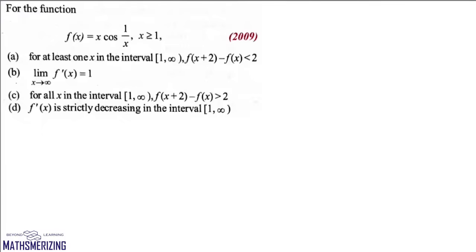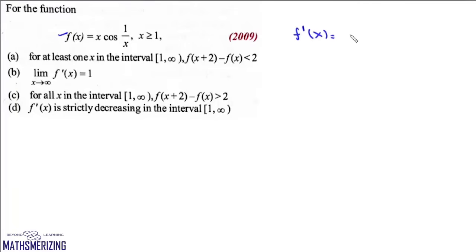Now here the question is, for a function f x equals x cos 1 by x when x is greater than or equal to 1, which of the following options are correct? Now first we'll find this limit, which is limit x tends to infinity f dash x. For that we need to differentiate this function. We'll find f dash x.